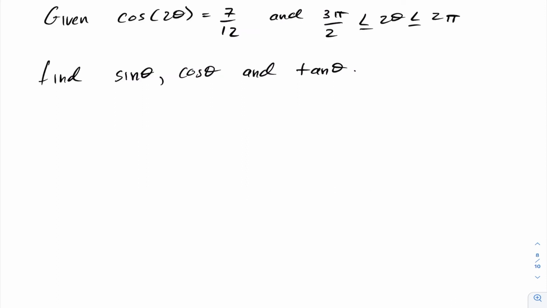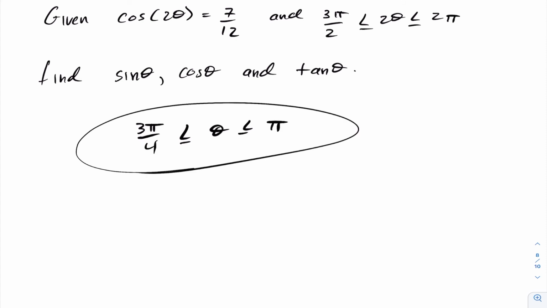In the next example here, we're given the cos of 2 theta is 7 over 12, and 2 theta is bounded between 3 pi over 2 and 2 pi, and we want to find the sine, cos, and tan of theta respectively. So first thing to notice here is let's divide across by 2 and get a bound on our angle theta. Doing so, we can see that theta is between 3 pi over 4 and pi.